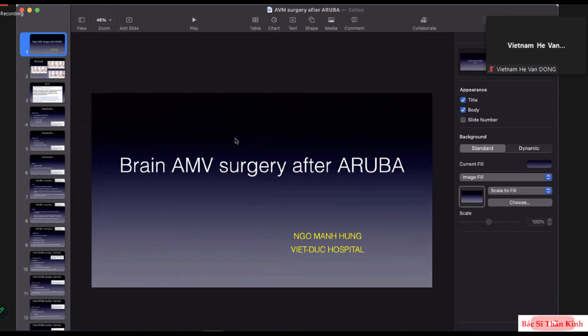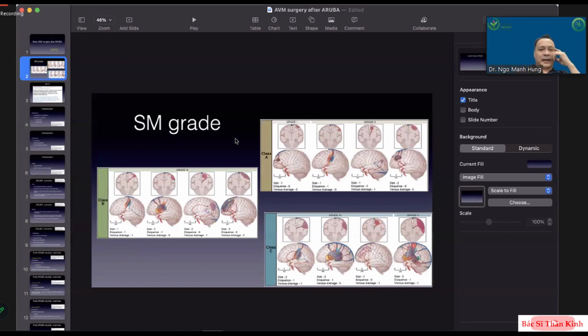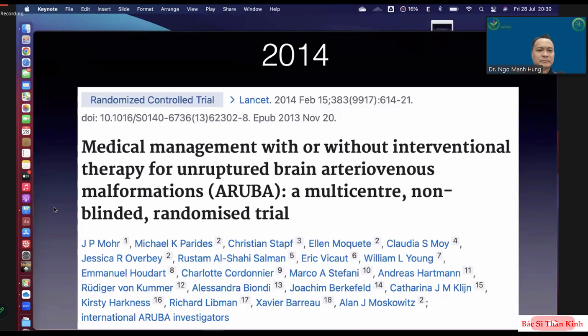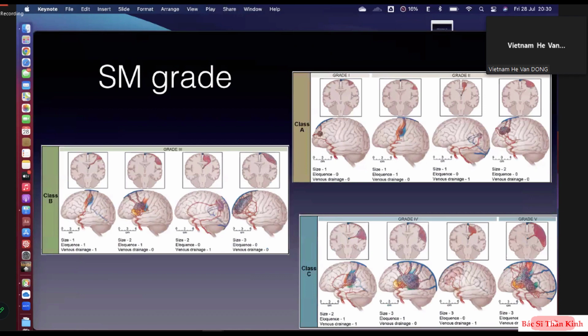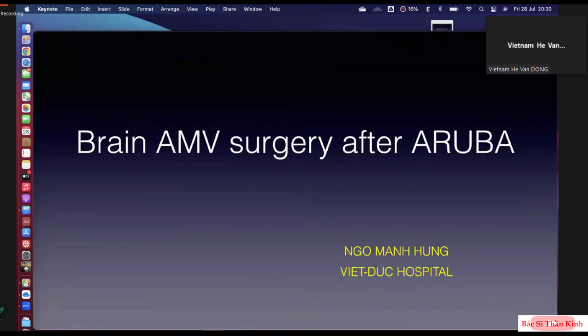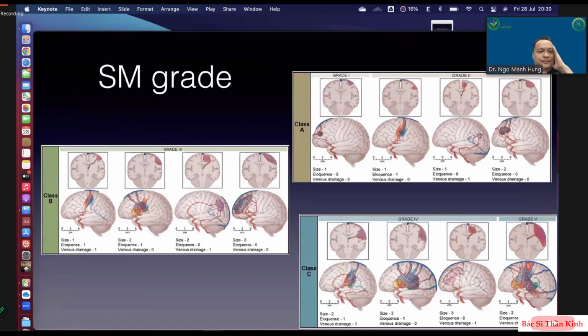Okay. So, as previously mentioned by Dr. Cuong, we know well about the Spetzler-Martin classification. Hong, can you show full screen, please? Yeah. It's better, but it's okay. But it's better. Yeah, okay.